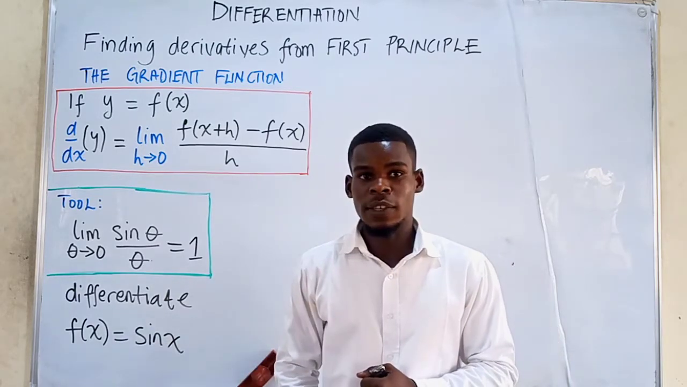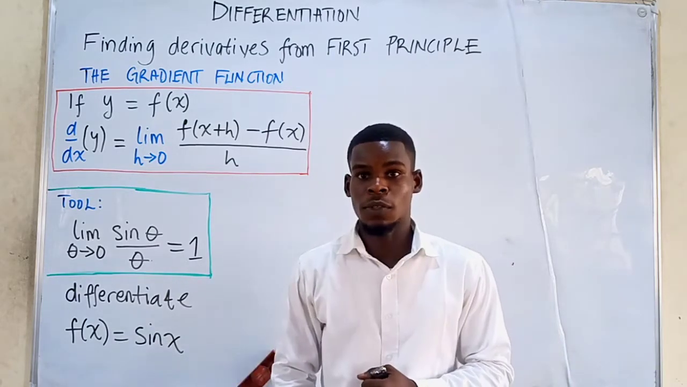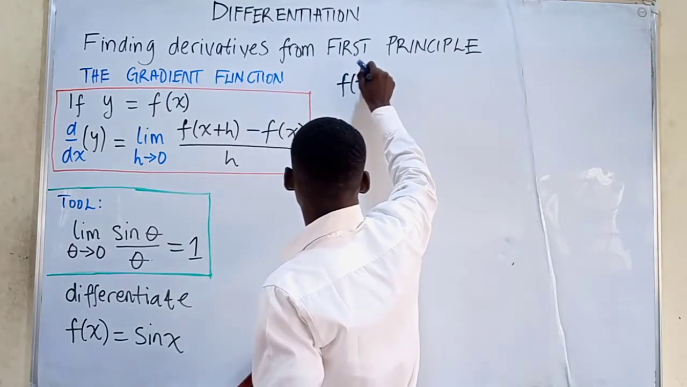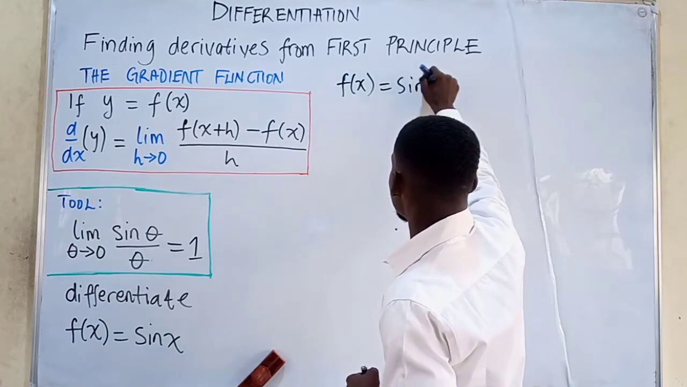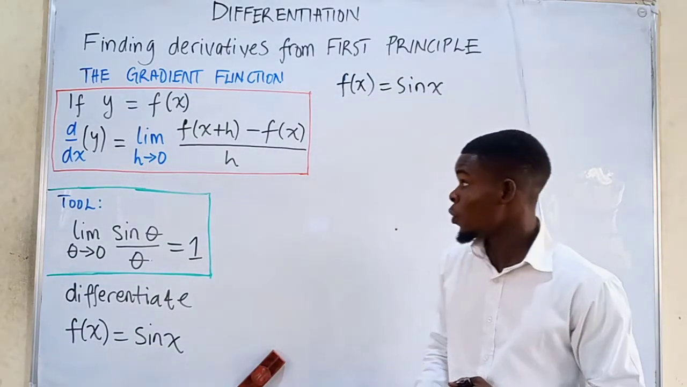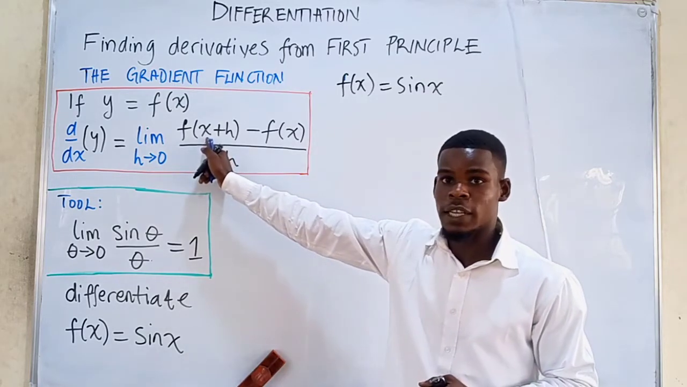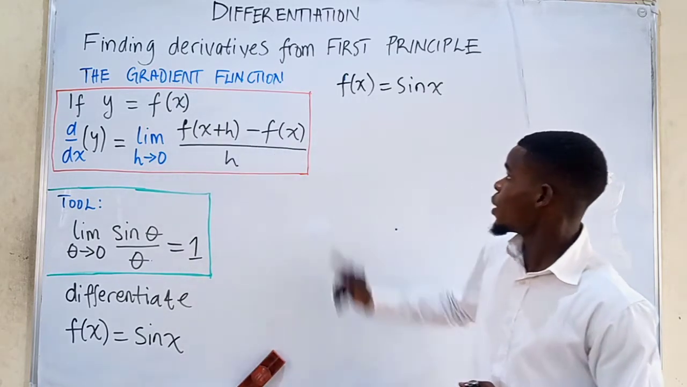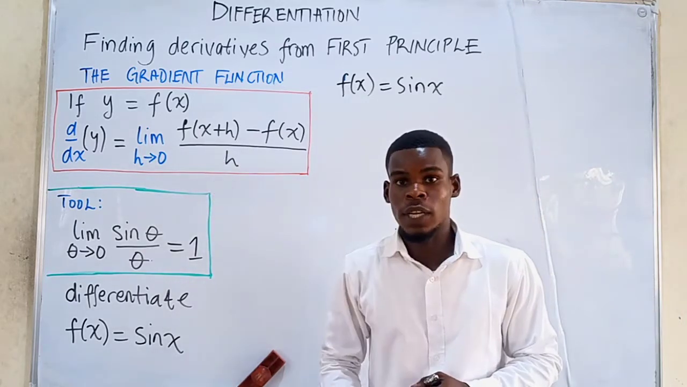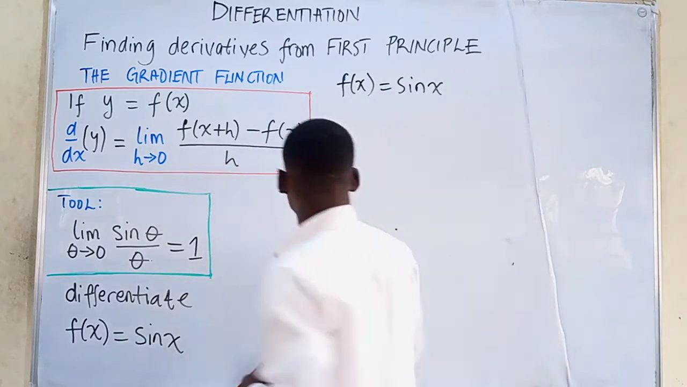Okay, so let's use that and differentiate this function, f of x equals sine x. So I put down the function f of x equals sine x. Well, to make use of that gradient function, we will need to use f of x plus h, right? And f of x. Already, f of x is given to be sine x. Now we need to determine what f of x plus h will be.